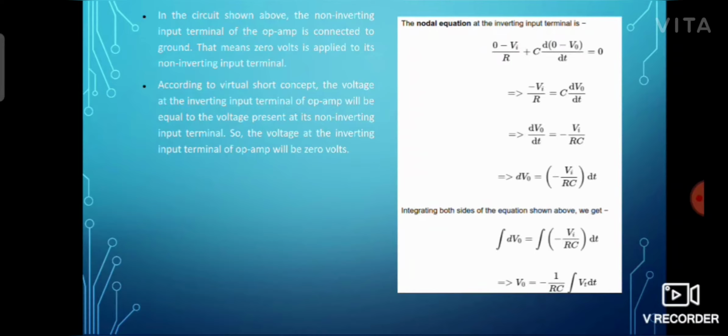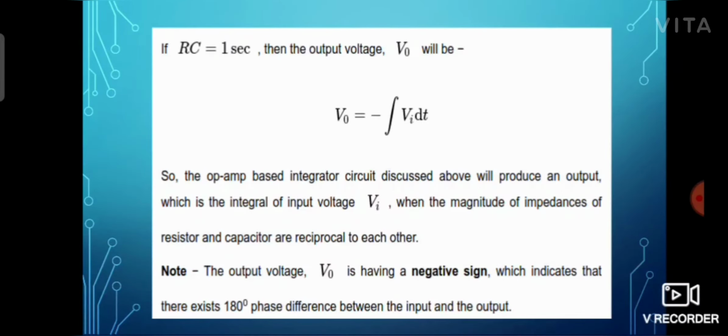Integrating both sides of the equation shown above, we get integral dV naught equal to integral of minus Vi by RC into dt. V naught equal to minus 1 by RC integral of Vi dt. If RC equal to 1 second, then the output voltage V naught will be V naught equal to minus integral Vi dt. So the op-amp based integrator circuit discussed above will produce an output which is the integral of its input voltage Vi when the magnitudes of impedance of the resistor and capacitor are reciprocal to each other.